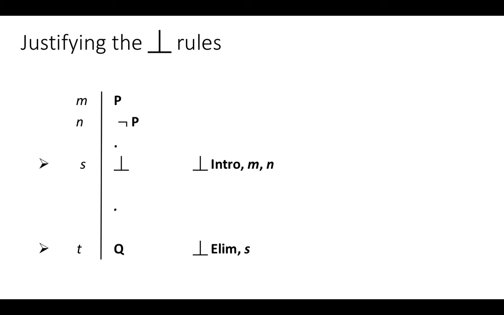So to justify the rule of contradiction intro, you write down the number of the line where P is written and the number of the line where not P is written. So in this case you write down M and N. To justify the rule of contradiction elim, you write down the number of the line with the contradiction symbol in it. You do not need to cite the lines with P and not P. So in this case you only write down S.